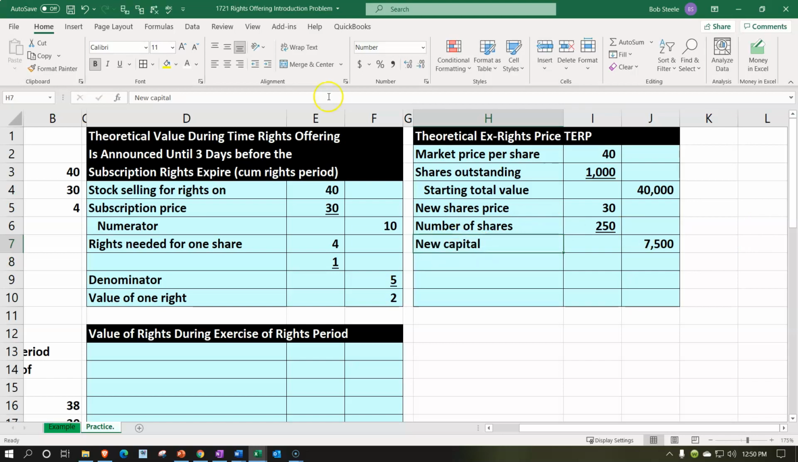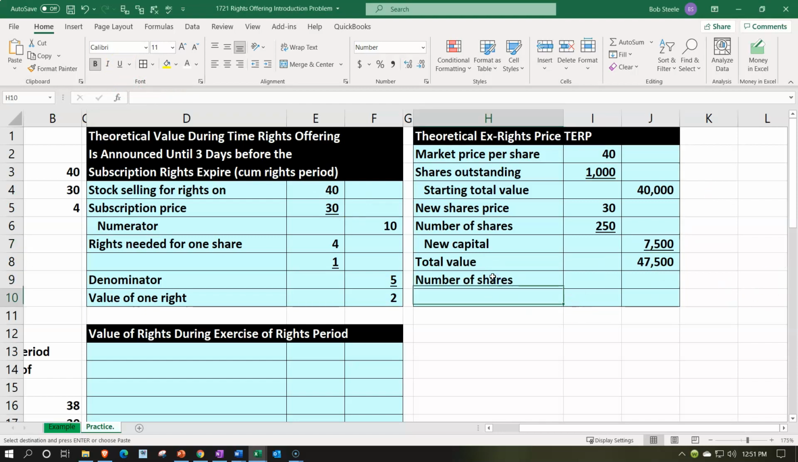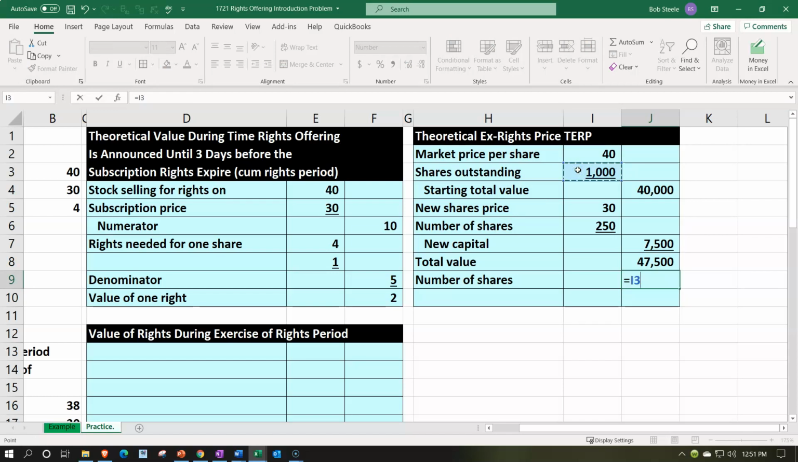I'm going to go ahead and indent that. So after the new cash comes in, you would think the new value would be the 40,000 previous value plus the 7,500, which is 47.5. So now we've got the 47.5 as the new value. The number of shares that were out there, we're assuming, was 1,000. Now we put in another 250. So now we've got 1,250.